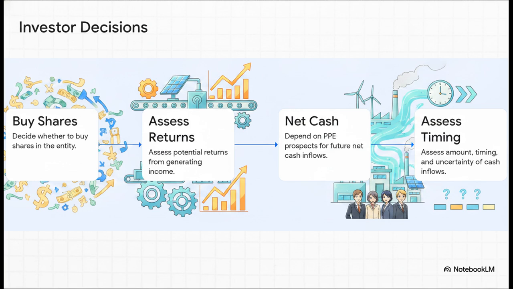And how exactly do they do that? Well, they look directly at our property, plant, and equipment, because these assets are literally the engines that generate future cash inflows. They look at our PPE to assess the amount, the timing, and the uncertainty of future cash coming into the entity. Basically, if we have great assets, we can make great money.